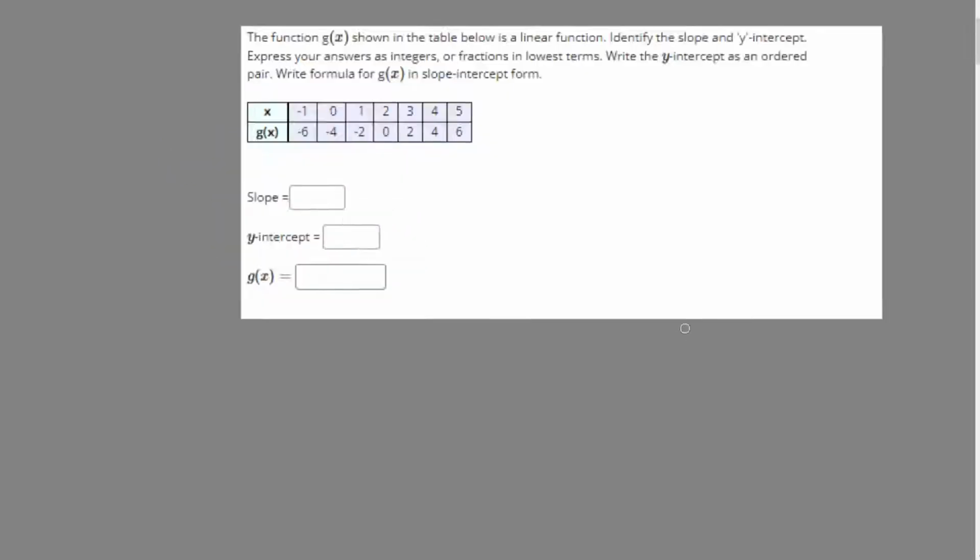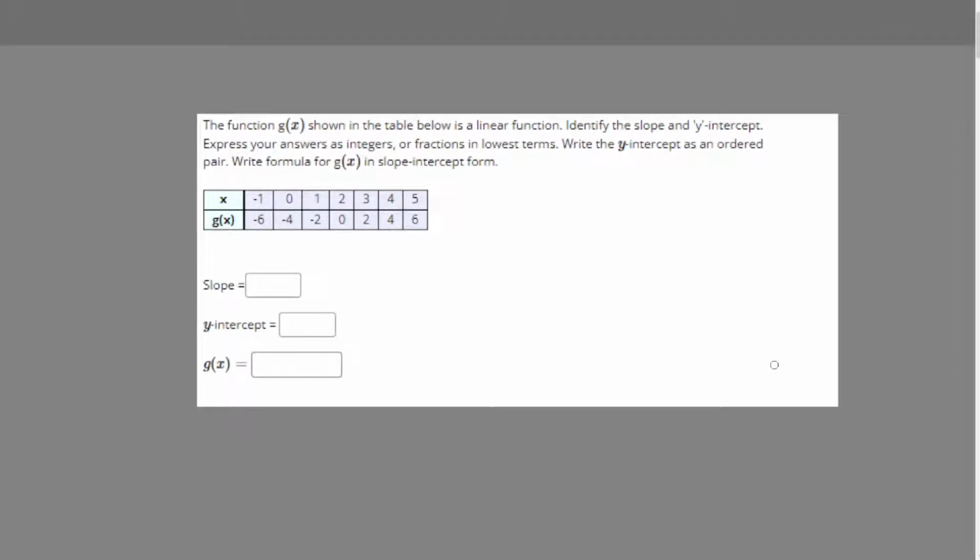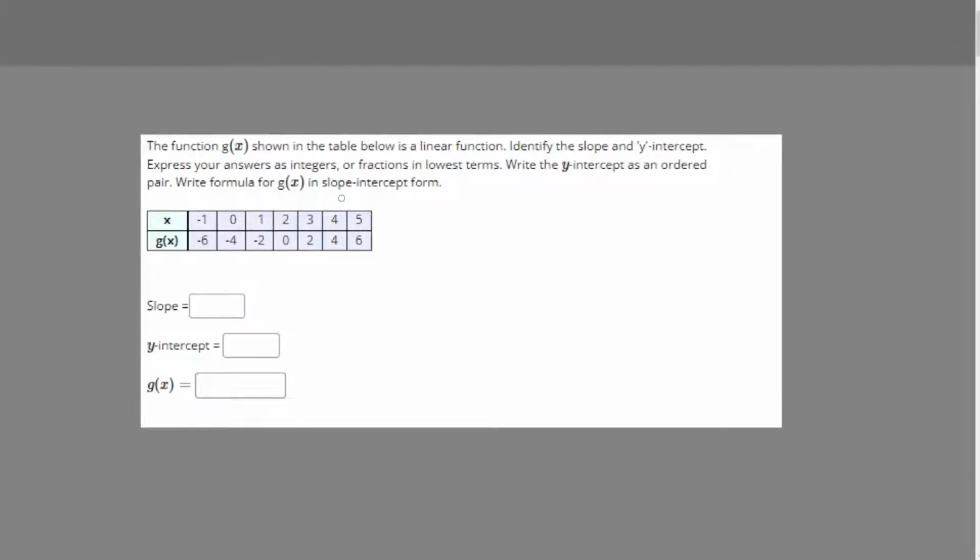So first we have the function g of x, shown in the table below, is a linear function. Identify the slope and the y-intercept. Express your answers as integers or fractions in lowest terms. Write the y-intercept as an ordered pair. Write a formula for g of x in slope-intercept form. Now, one thing to note is sometimes it will have this g of x, sometimes it will not, and you will need to put an f of x in the answer. I will say when. I think it happens later in this video.